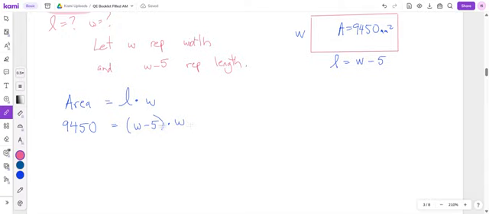What can I do on the right side? What's the proper math word? Distribute or expand. Meaning I go W times W, W times minus 5. So W times W, W squared, minus 5W.